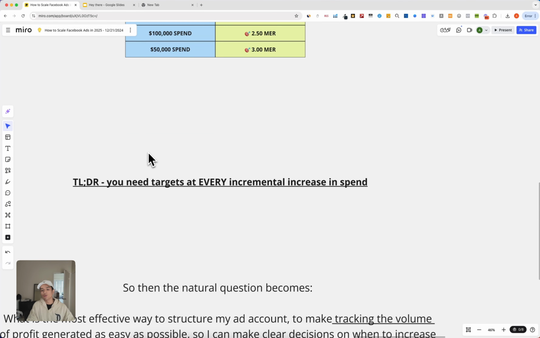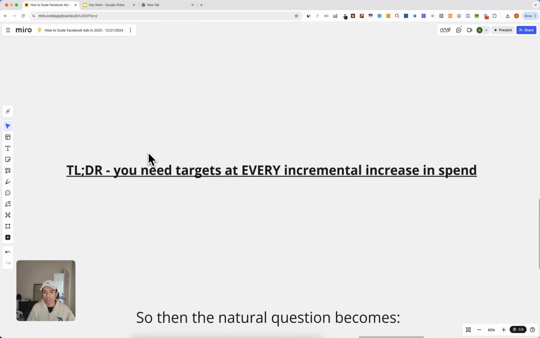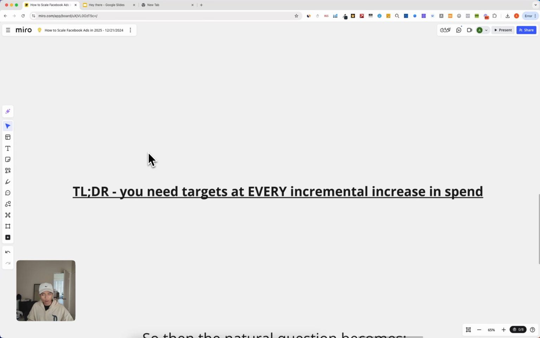So the TLDR is, you need targets at every incremental increase in spend. There is no scenario where you will set one target and that is the only target that you'll ever have for your business. And I hear this all the time from really big brands, guys. Like, we need a 2 ROAS. As long as we're above a 2 ROAS, we can scale infinite. I'm like, how do you know that? How do you know that?